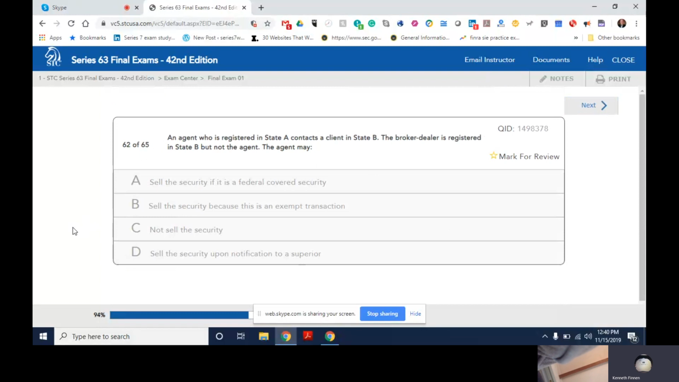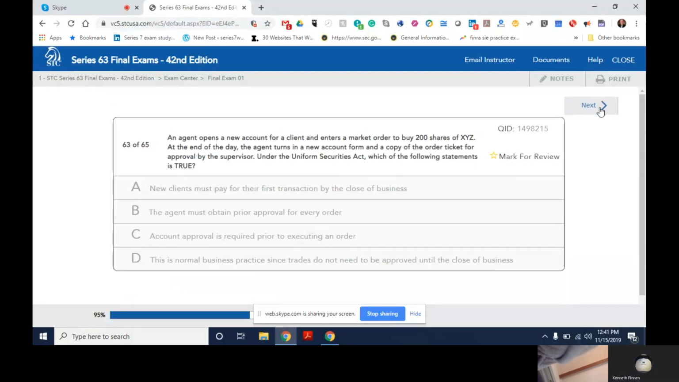An agent who's registered in A contacts a client in B. The broker-dealer is registered in B, but not the agent. The agent may. A, no, you can't do anything in a state. You cannot sell in a state unless you're registered, or there's an exempt transaction. Basically, if it's not an exempt transaction, if it's an institution and you don't have an office there.